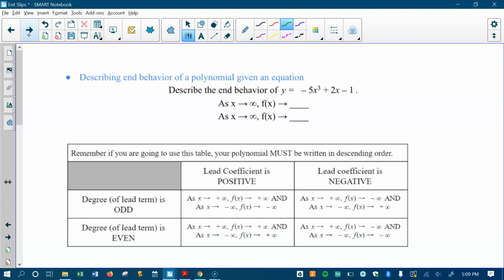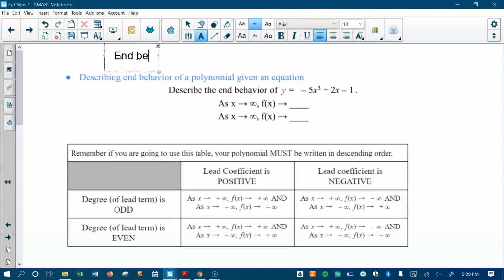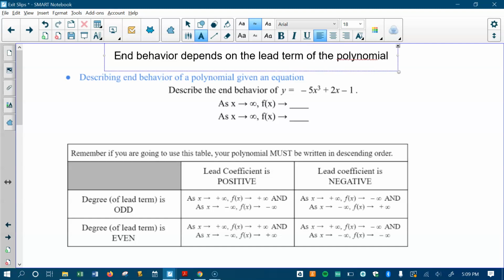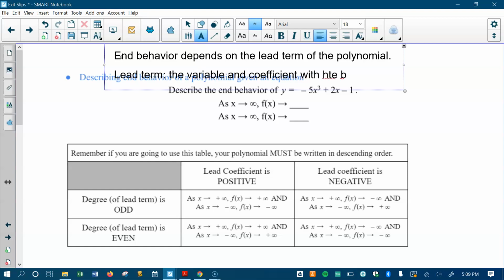Okay, end behavior. End behavior depends on the lead term, and I'm going to jot that down for you because that's a really important idea. End behavior depends on the lead term of the polynomial. And if you need a definition of lead term, it's the variable and coefficient with the biggest degree.